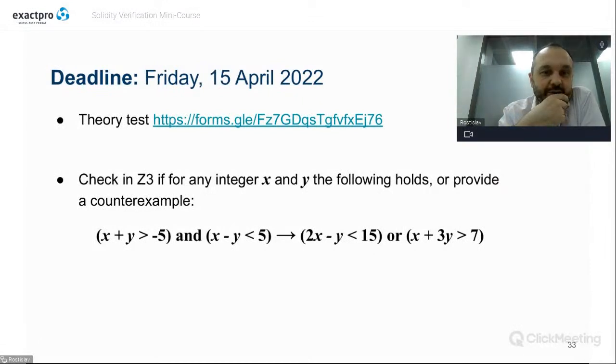So I ask you to use the tree either directly or on the web interface or from Python just to check this equation. And then I ask you to put your code onto your GitHub account, and then just paste the link to this folder into the theory test. So the last question in the theory test asks you to provide a link to your Z3 task.